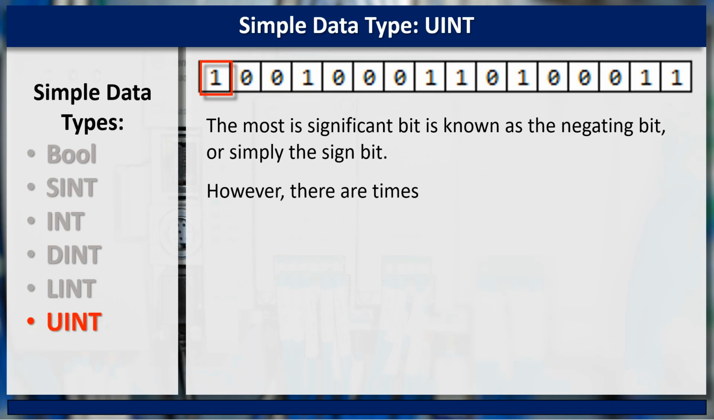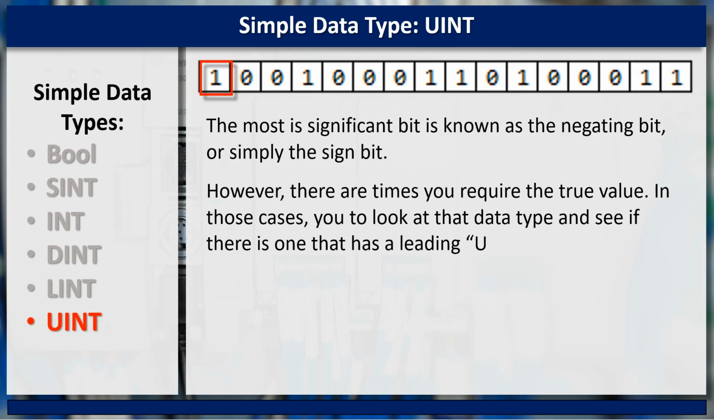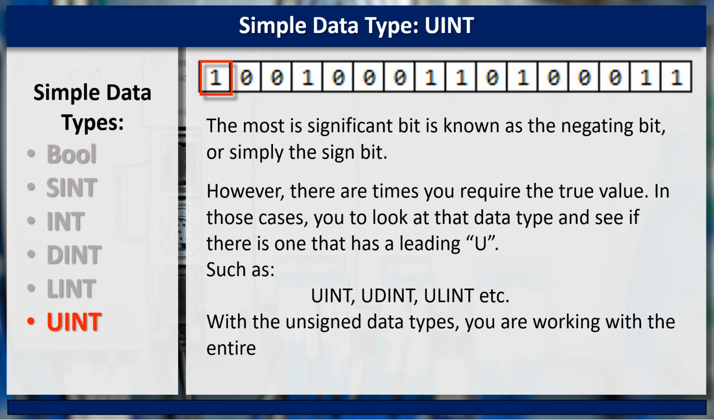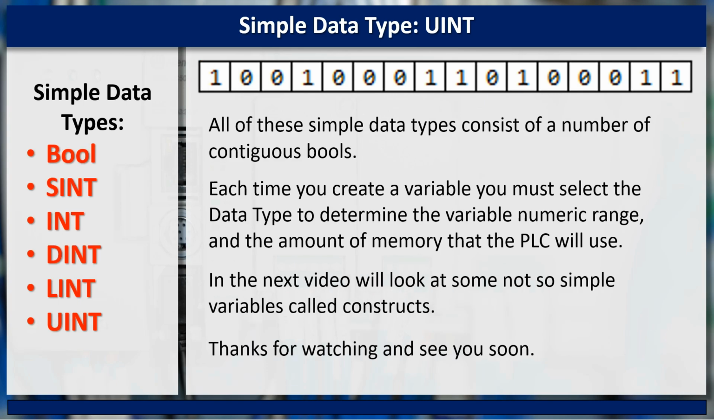However, there are times you require the true value. In those cases, you look at that data type and see if there is one that has a leading U, such as UINT, UDINT, ULINT, etc. With the unsigned data types, you are working with the entire true value of the number of contiguous bools in the data type. All of these simple data types consist of a number of contiguous bools. That's it. But each time you create a variable, you must select the data type to determine the variable's numeric range and the amount of memory that the PLC will use.